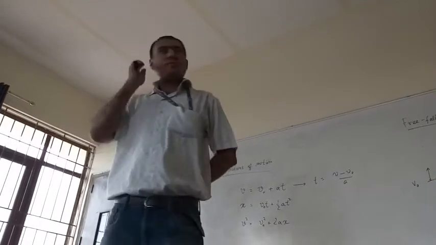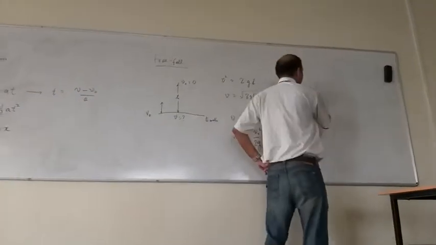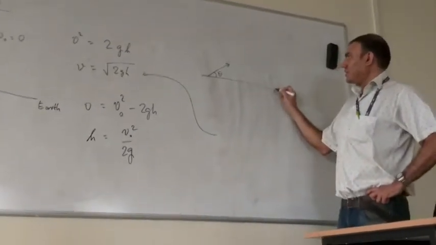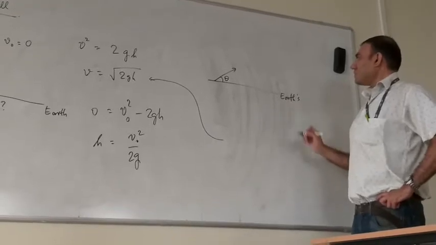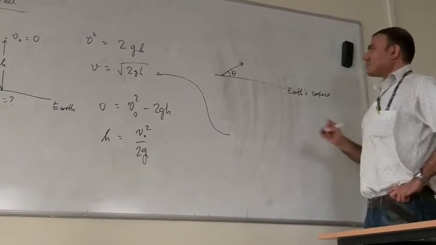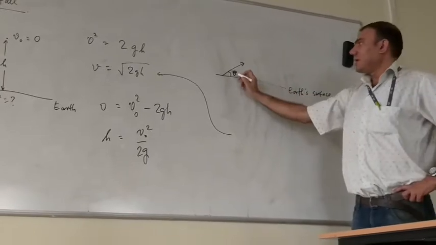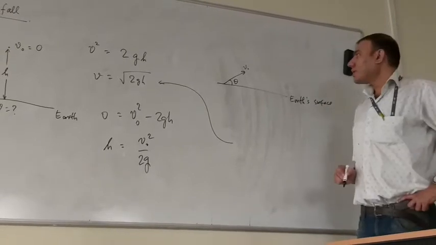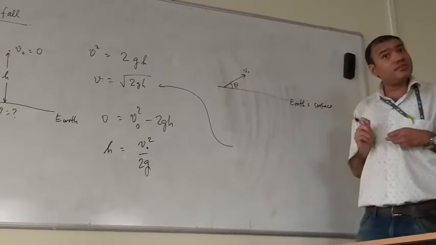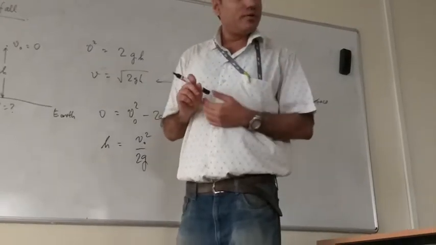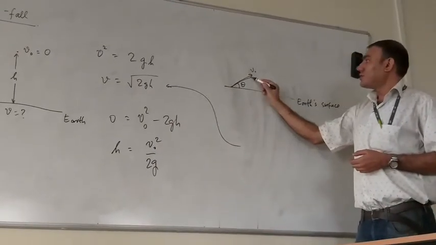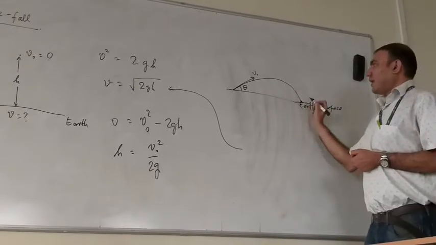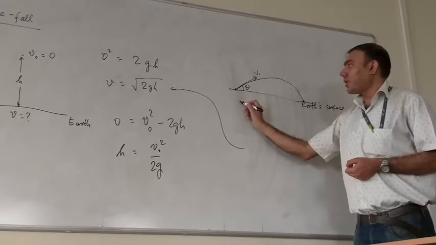So what happens in a projectile motion again? You project a particle at an angle theta, let's say, with respect to the Earth's surface. It's all a quick recap of the results. And you project it with a certain velocity v naught. What is the resultant trajectory? It's a parabola. So it does a parabolic motion and comes back again to a certain point.